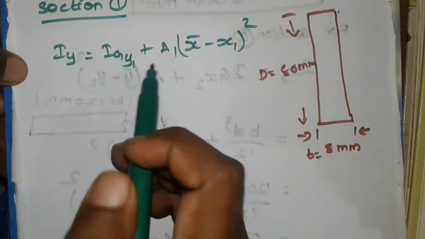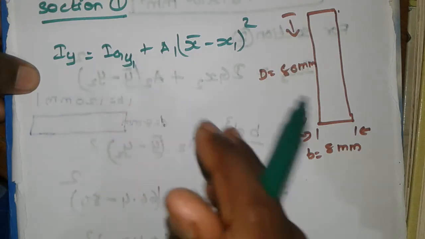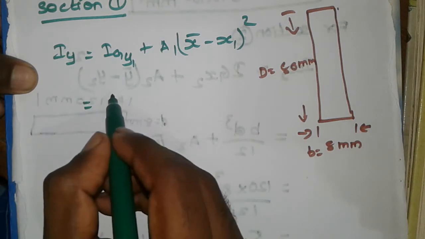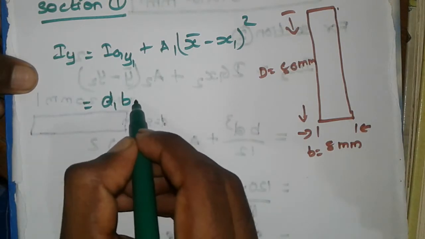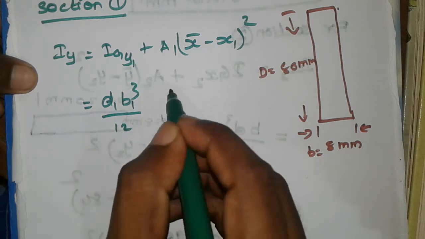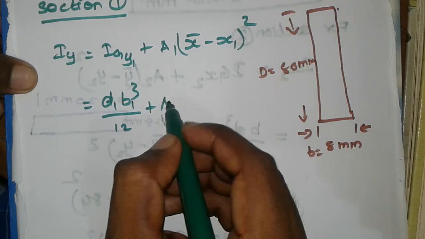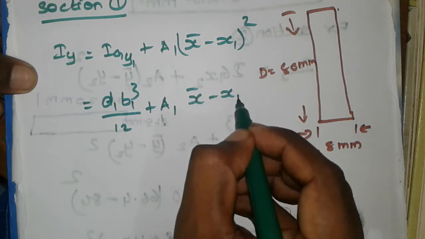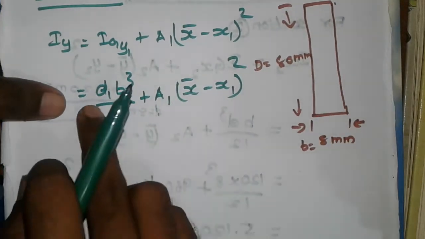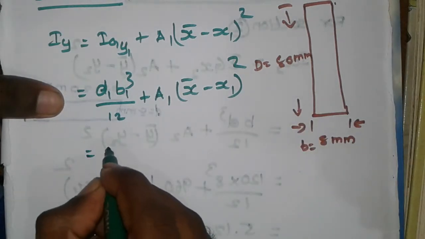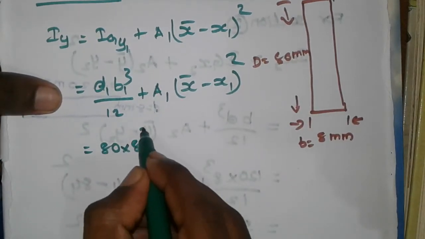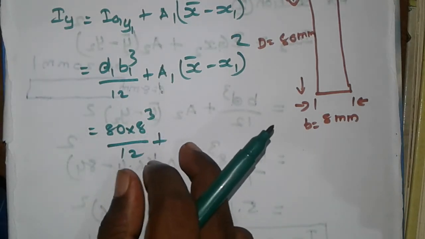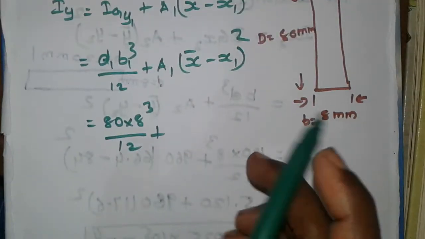Okay, for calculating about the y-axis, Ig1 in the sense we have to take along the y-axis. Hence the formula will be d1 b1 cube by 12 plus area A1 x bar minus x1 the whole square. Now substitute the values. Depth is 80 mm, breadth is 8 cube by 12. What is area A1? Already we have found out 640 mm square.